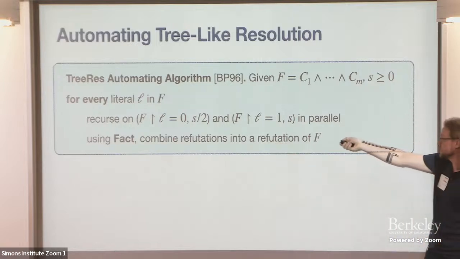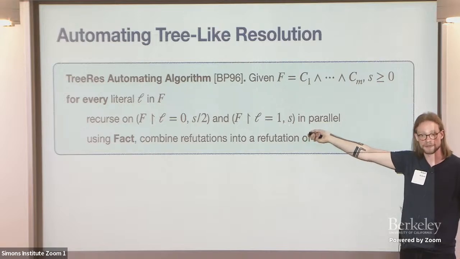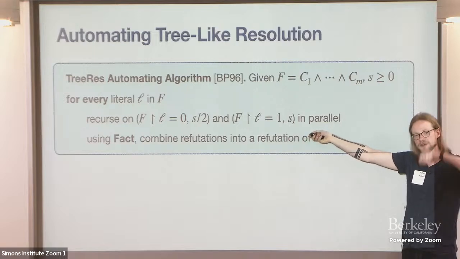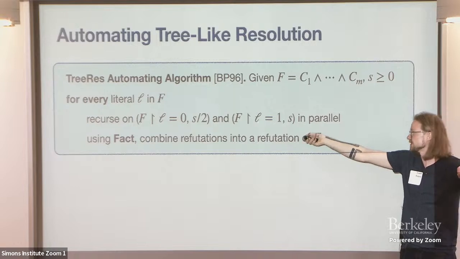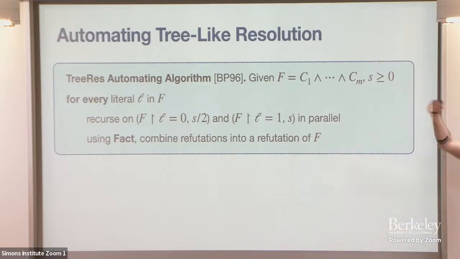On the other side, the size of the proof might not drop, but I do know that the number of variables decreased by 1 because I fixed it, right? So on both sides, we're making some progress. And then once I've solved these two subproblems, I can just use my fact and recombine them back into a proof of the original thing.